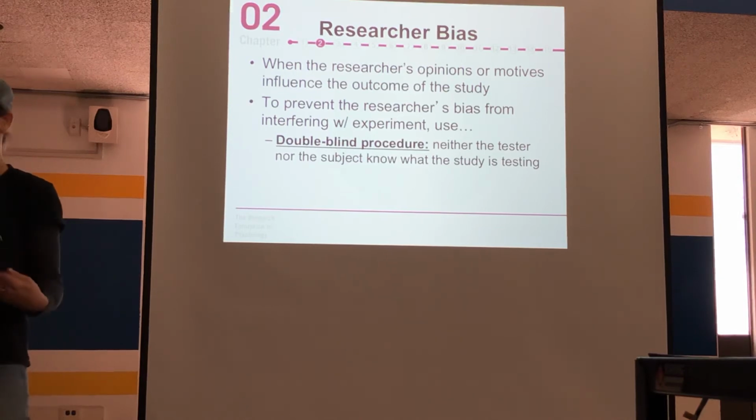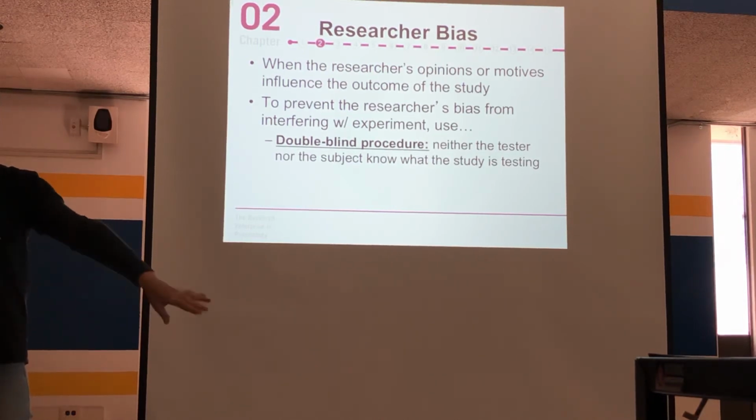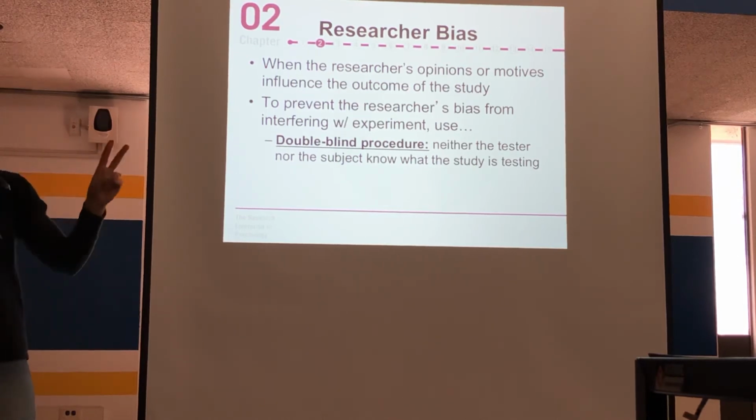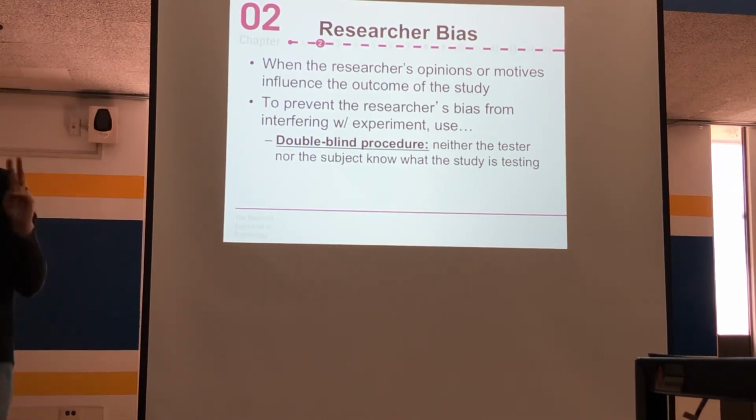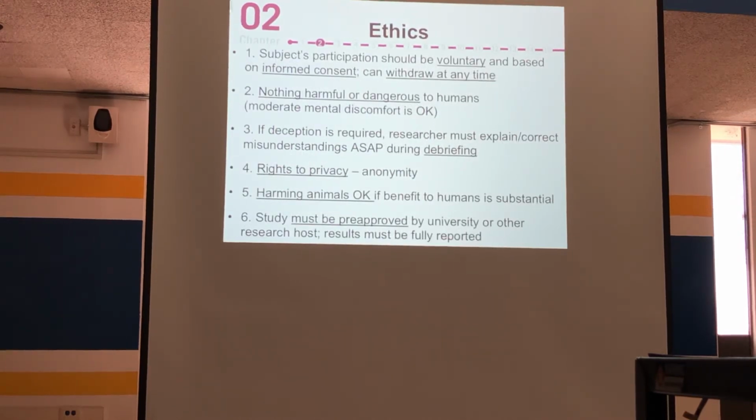We hire someone else to do the experiment, and do we tell them the purpose of the study? No. Do we tell the subjects? No. So double-blind: neither the subjects nor the experimenter know the true purpose of the study. What would single-blind be? Just the subjects don't know. And sometimes that's fine, it depends on the study you're doing. But double-blind procedure eliminates researcher or experimenter bias.